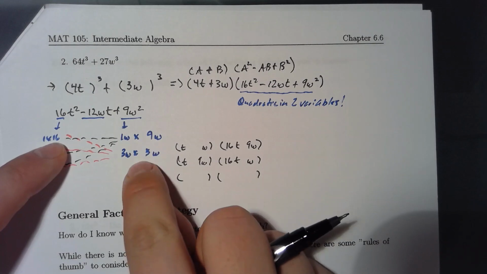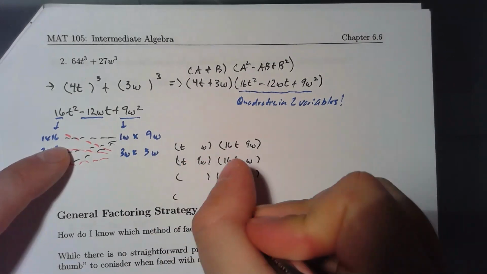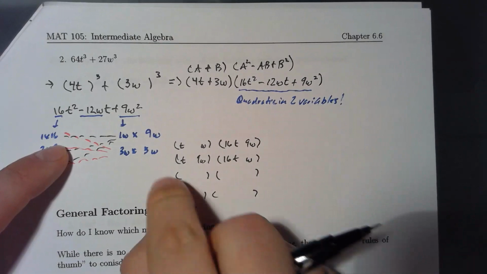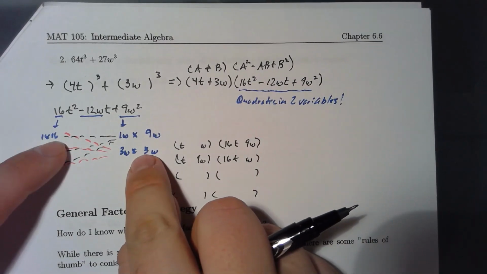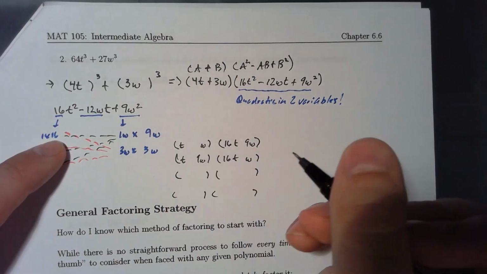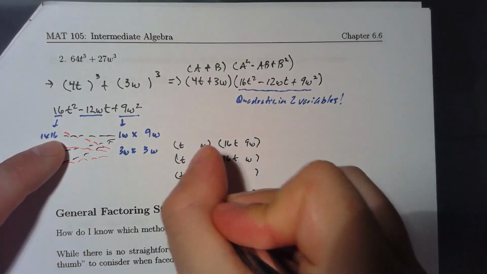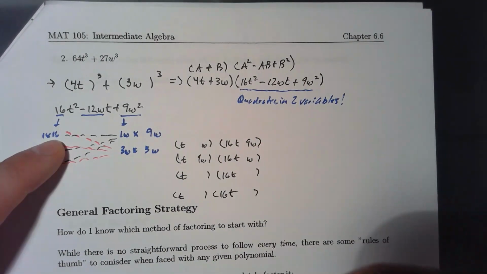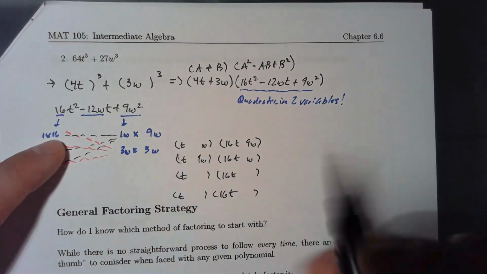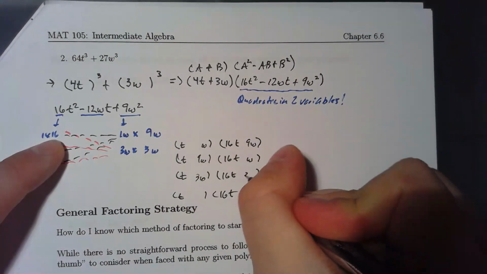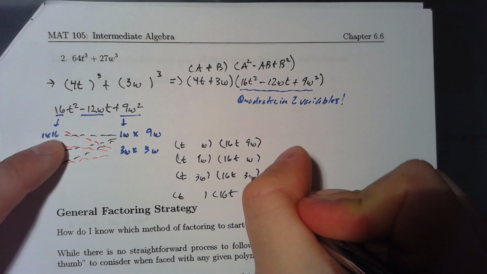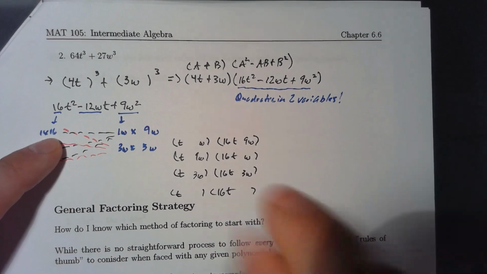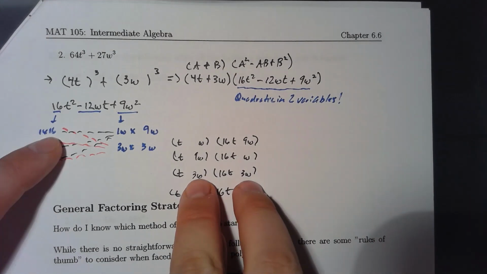Now I want to look at this combination. I forgot to put another set here, sorry. So this combination is going to be t, 16t. Right? And then I'm going to have 3w and 3w. Oh, but guess what? My video froze, hold on. Guess what? If I flip 3w and 3w, what is that?